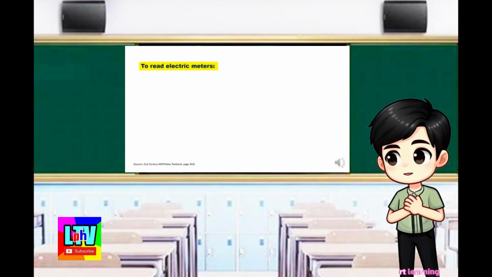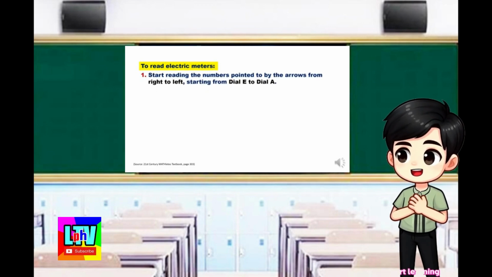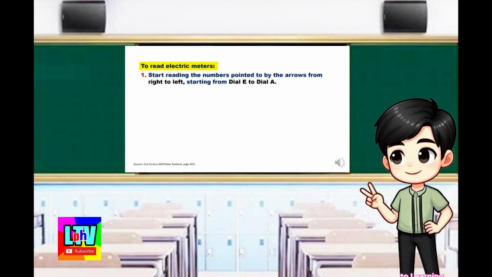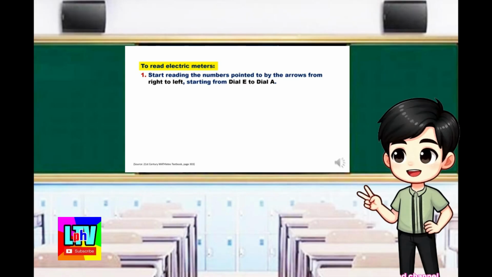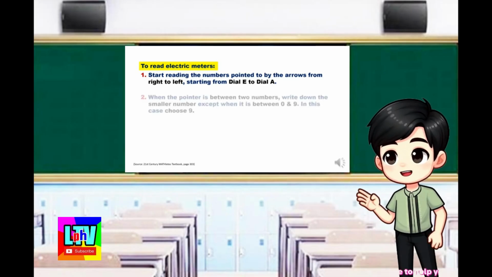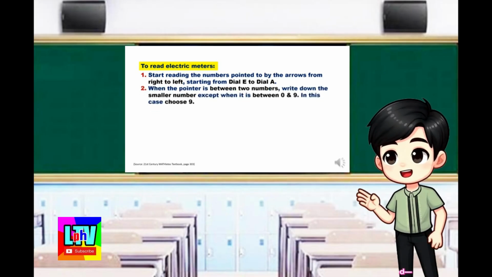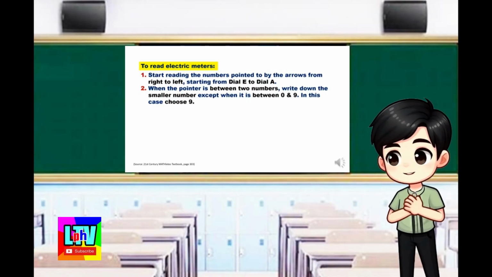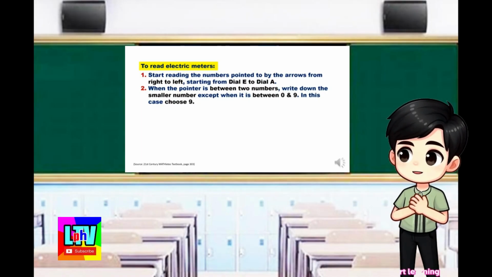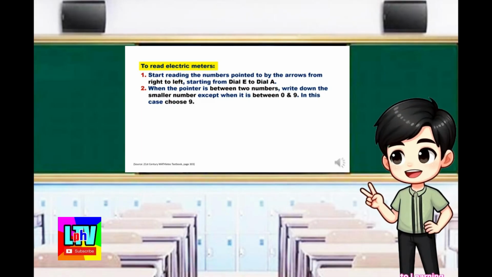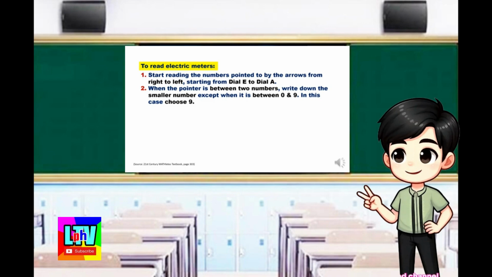To read electric meters: 1. Start reading the numbers pointed by the arrows from right to left, starting from dial E to dial A. 2. When the pointer is between two numbers, write the smaller number, except when it is between 0 and 9. In this case, choose 9.